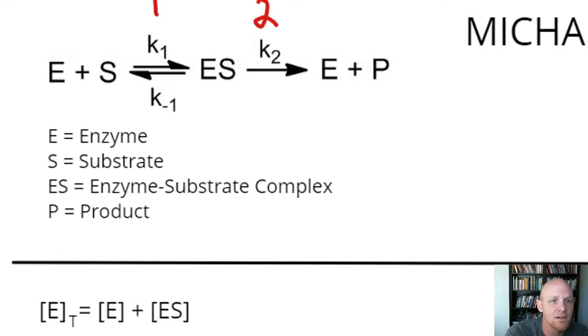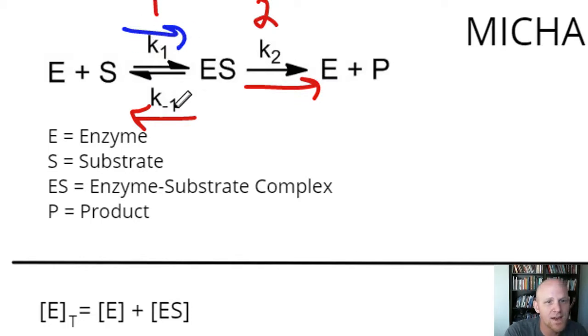We can see that the ES complex is being produced in step one, but it's being consumed in the reverse of step one, as well as being consumed in step two. And so the rate of the forward step one has to be exactly equal to the rates of reverse step one and step two added together.